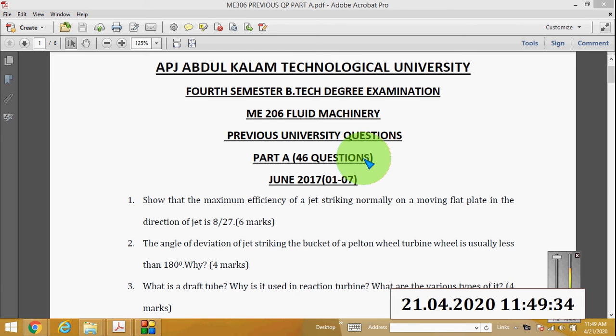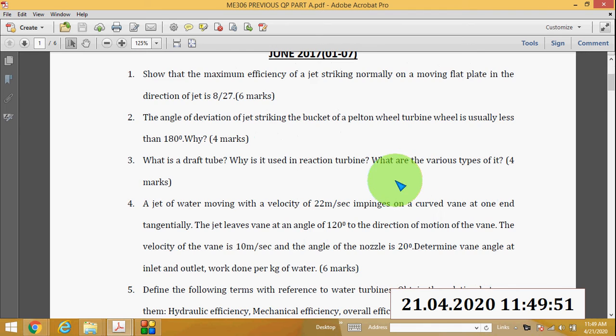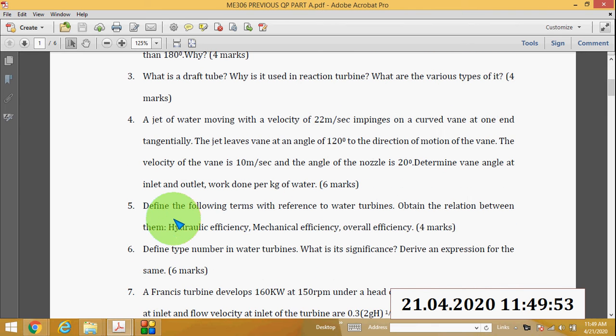So today I will teach you the efficiencies of a turbine. Okay, so these are previous question papers of fluid machinery. This is the June 2017 question paper. I will show you question number 5. Question number 5 is like this: define the following terms with reference to water turbines.